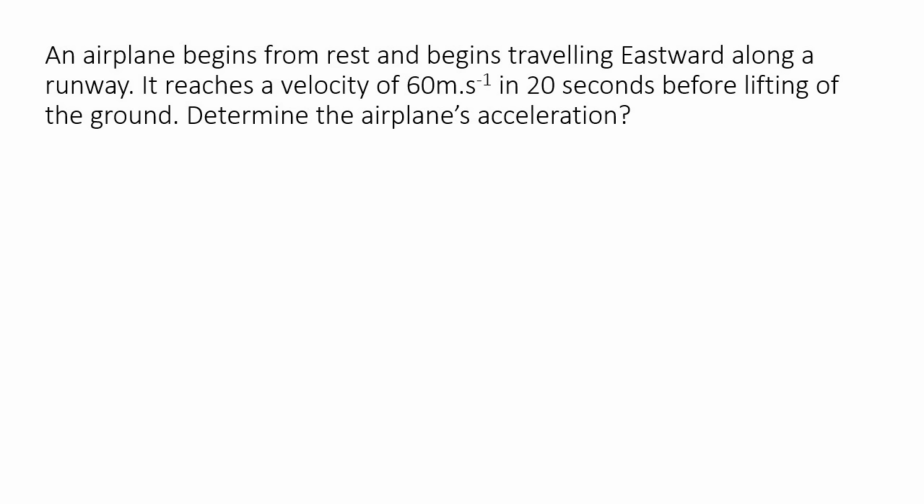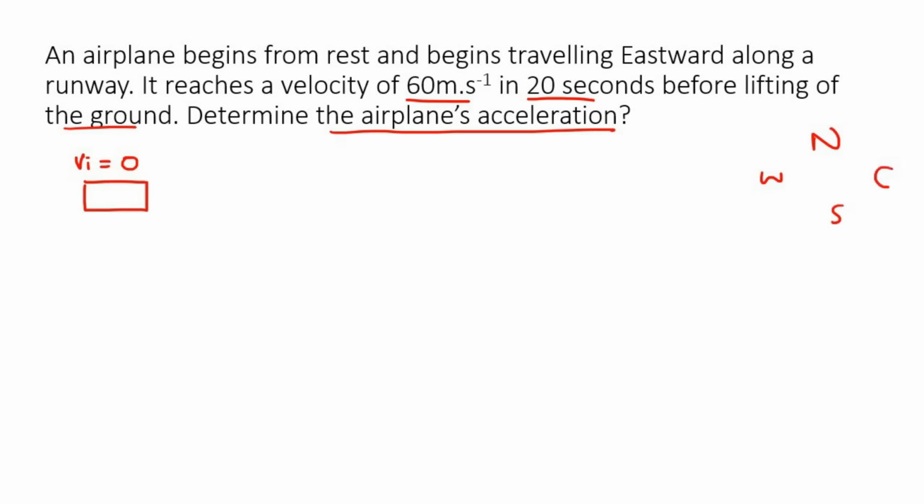An aeroplane begins from rest and begins traveling eastward along a runway. It reaches a velocity of 60 meters per second in 20 seconds before lifting off the ground. Determine the aeroplane's acceleration. Okay, so we've got an aeroplane, and it's initially at rest. When you say at rest, it means it's at 0 velocity, and it travels eastward. Okay, so remember north, west, south, and east, so it's going in this direction. Okay, so it's going like this. And its final velocity before it takes off is 60.